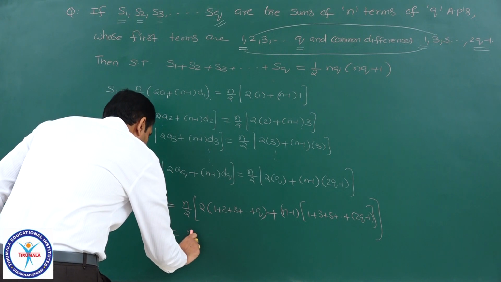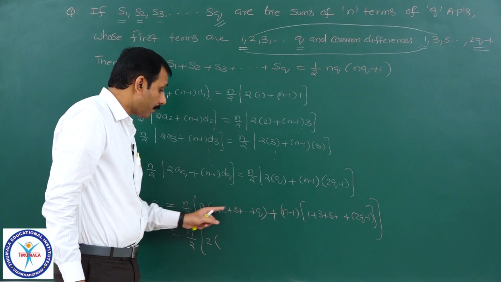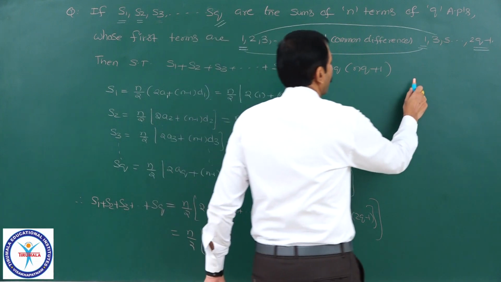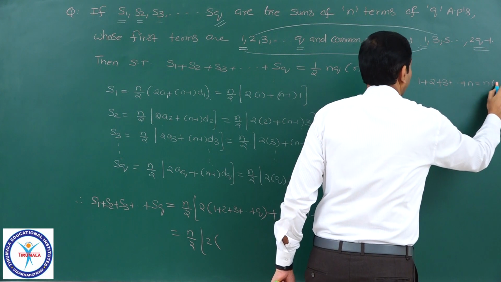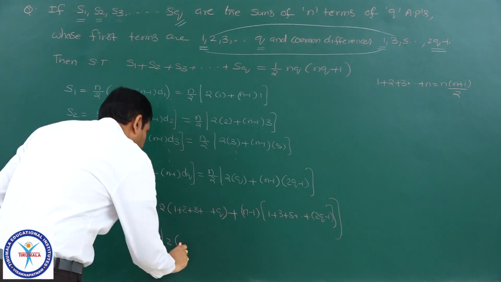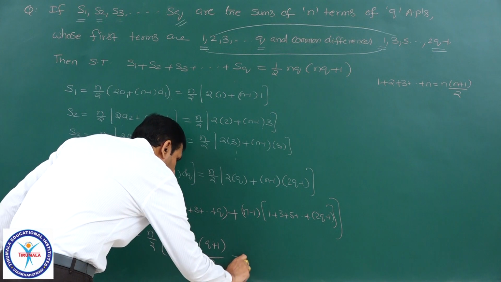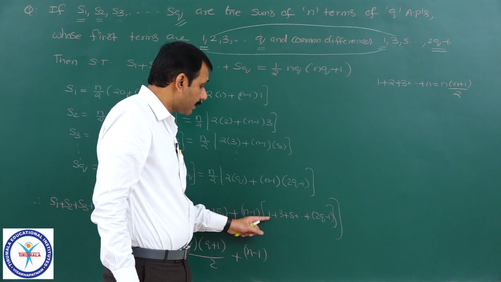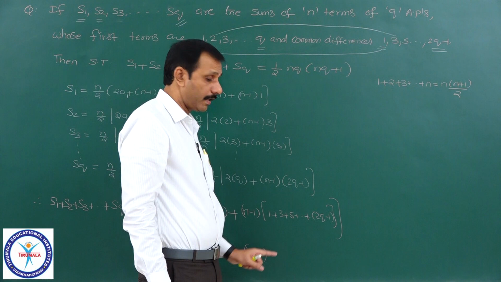It is equal to n by 2 into 2 times, here the sum of first q terms. You know the sum of first n terms, 1 plus 2 plus 3 plus and so on plus n, is n into n plus 1 by 2. Therefore, here the sum of first q terms is q into q plus 1 by 2, plus n minus 1 into, here it is the sum of odd terms. How many are there? q are there.